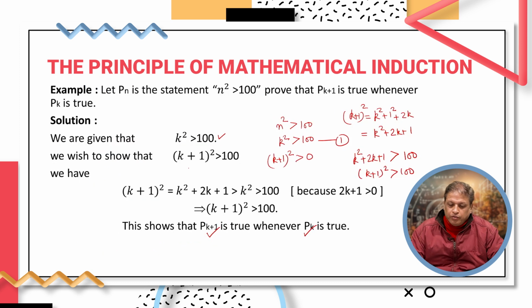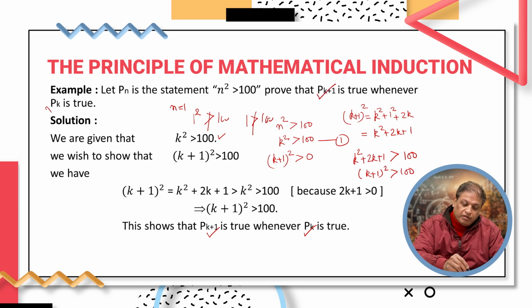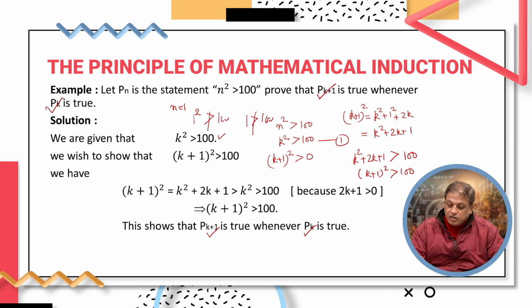In the earlier example, we had not used the term principle of mathematical induction, because for n is equal to 1, n square is not greater than 100, because 1 is not greater than 100. This is false. Over here the question was just to verify that Pk plus 1 is true whenever Pk is true. That means up to a certain number it is not true that the statement n square is greater than 100 is true for all numbers. It is up to certain numbers it is not true.